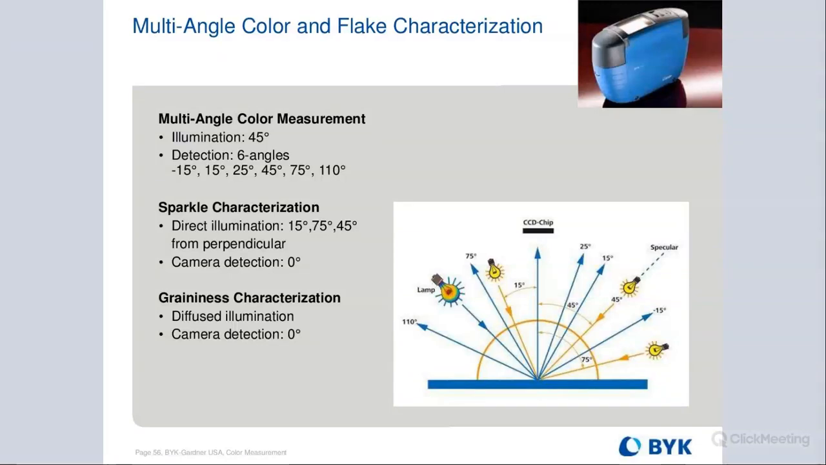And then the sparkle characterization with direct illumination at the 15, 45, and 75. And then the graininess with diffuse illumination. That is everything that the instrument measures. And we think this gives you a really good idea of the overall appearance of the color and the effect pigments in one instrument, so that you can measure everything that you need and get really good color harmony.